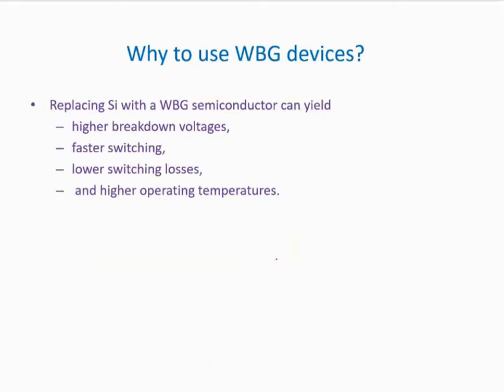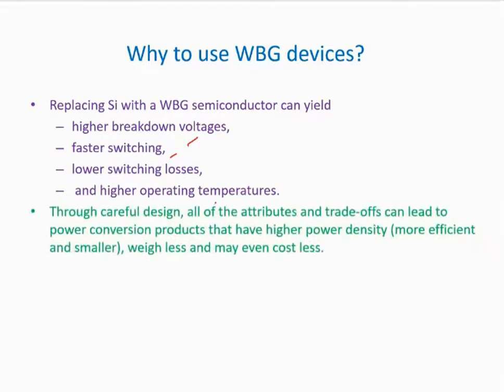So to summarize, this advantage you are now familiar with. It gives you higher breakdown voltage, faster switching, lower switching loss and high temperature. Now with this advantage, at the system level you can reduce the size of other components, as I mentioned, the size of cooling requirement, size of the passive components. So if you can design properly, it can even lead to lower cost, but that is still a challenge.